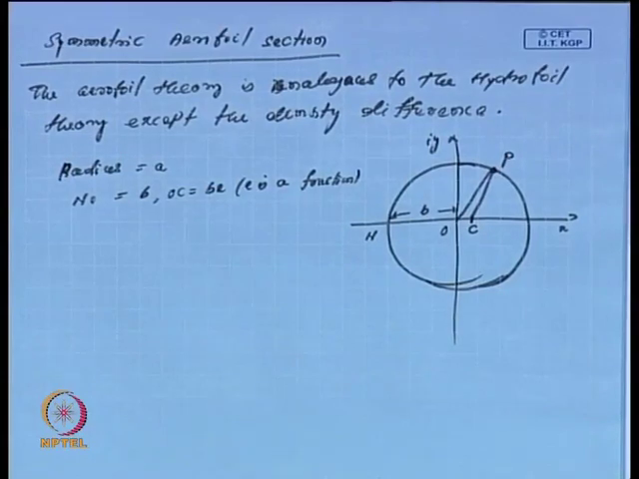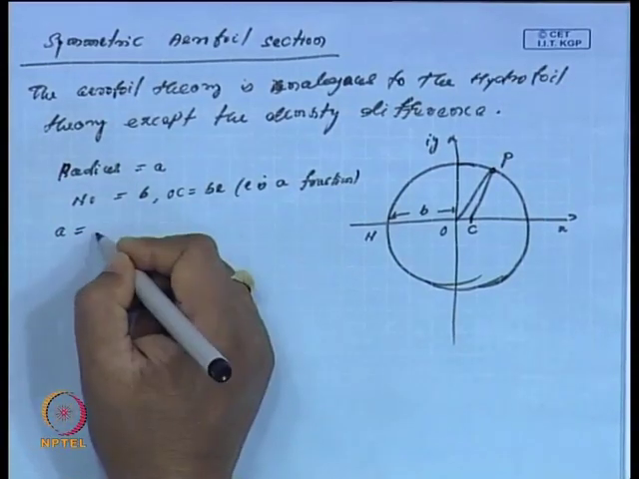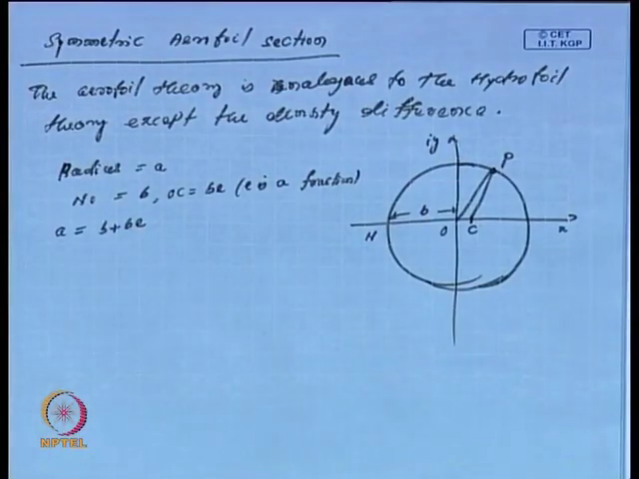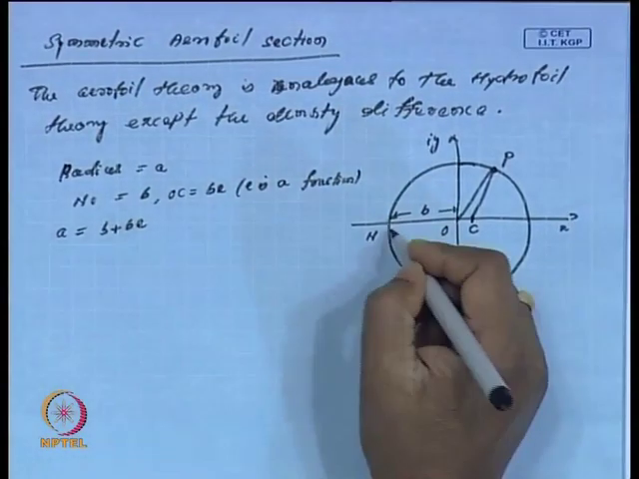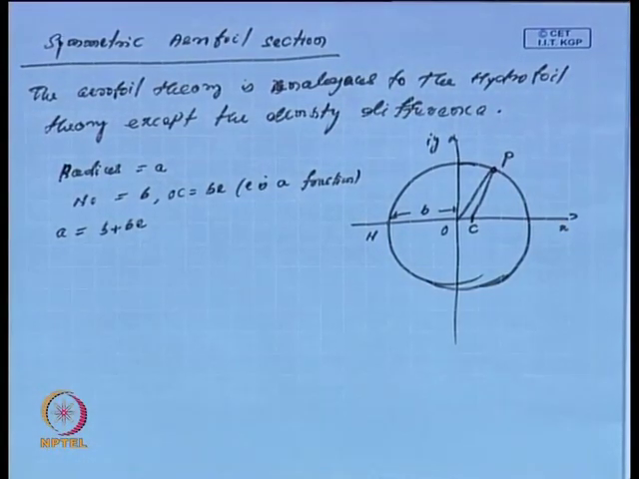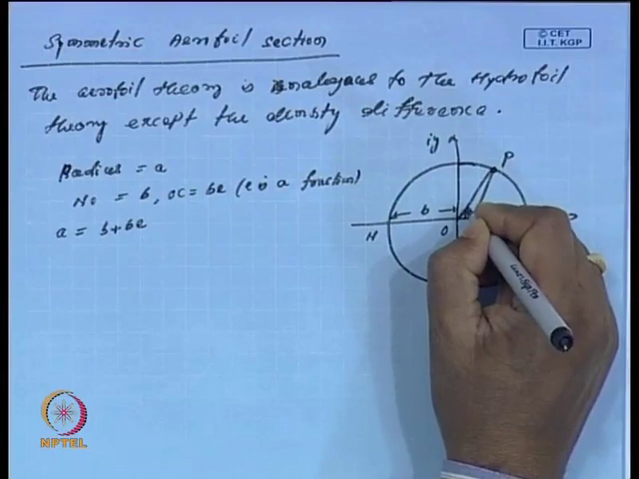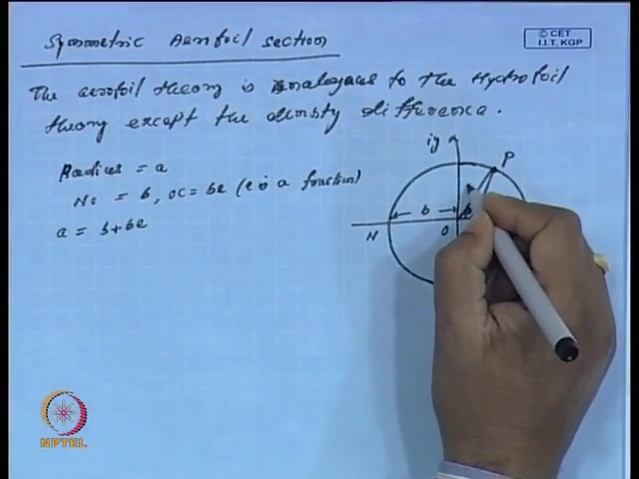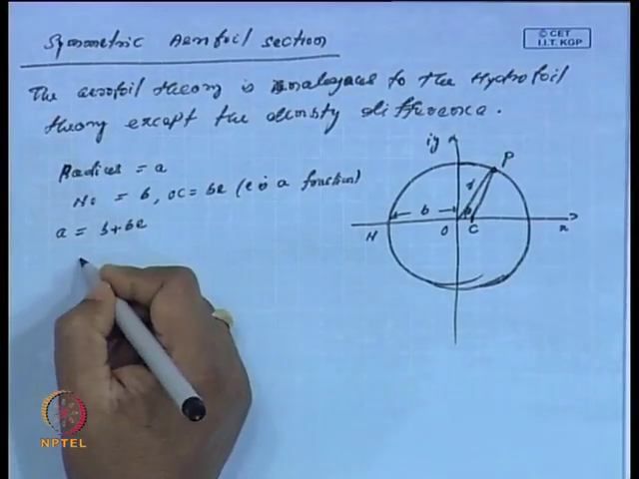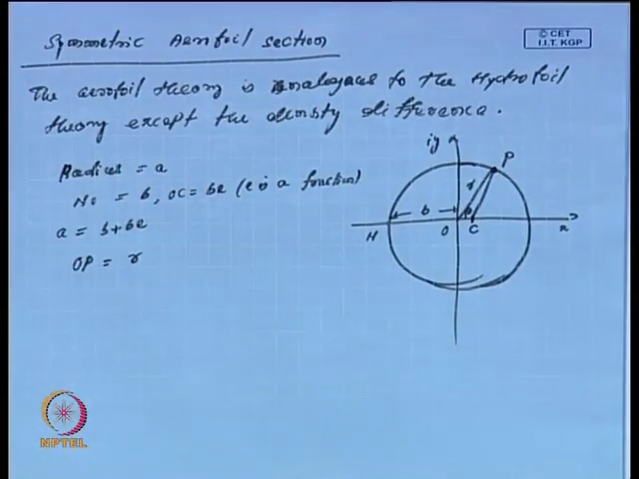Now, NO is B, then I can always say A is equal to B plus BE. We have A is equal to B plus BE, which makes it clear that the circle will pass through this point N. Now, if P is the point on the boundary of the circle, let me say this angle is theta, and this is R. So we have OP is R.